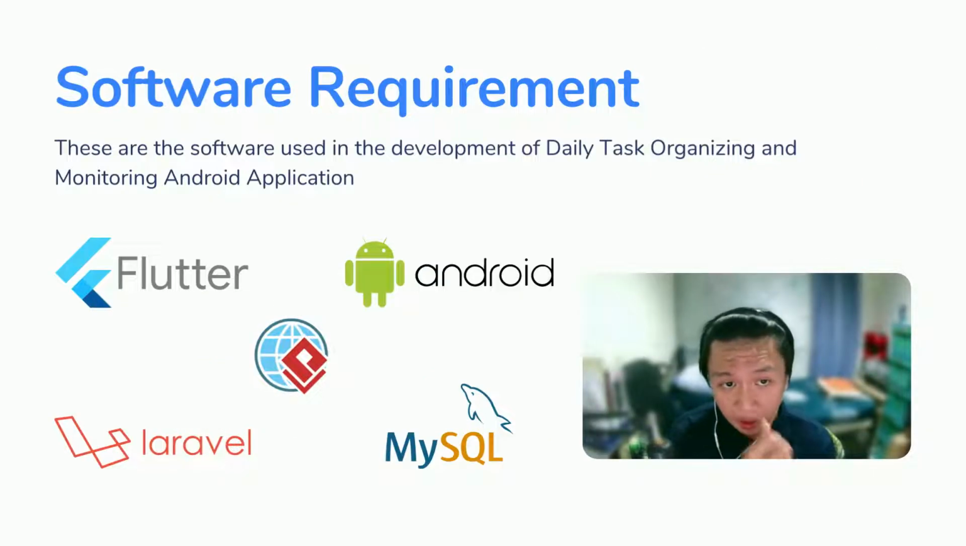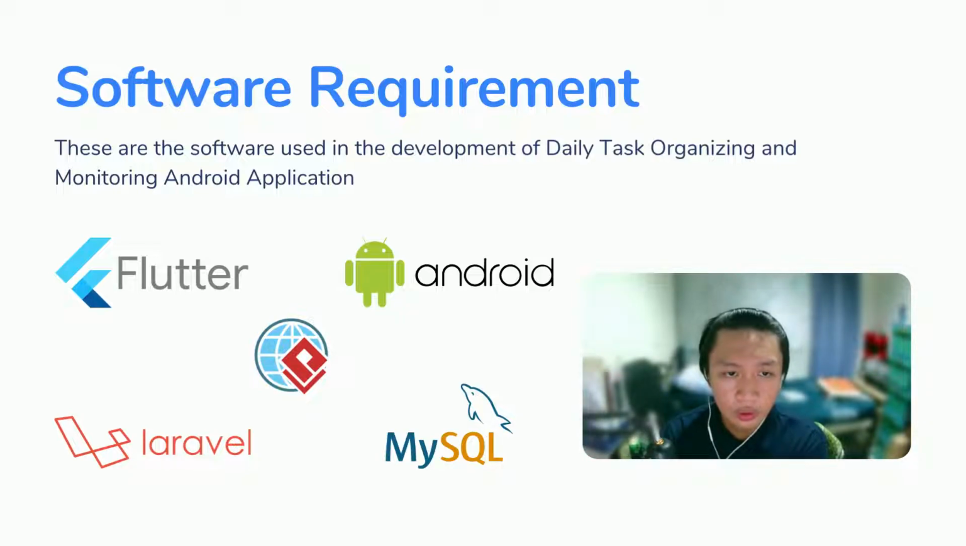For the software requirement, these are the software used in the development of the daily task organizing and monitoring Android application. Flutter is a popular framework that uses the Dart language for building native mobile apps for both iOS and Android. Besides that, there is also Laravel API, which allows this application to access data and other external software functions. Android Studio is used for Android application development.